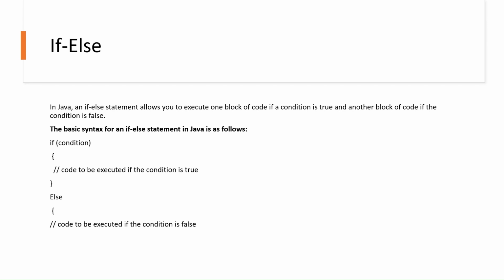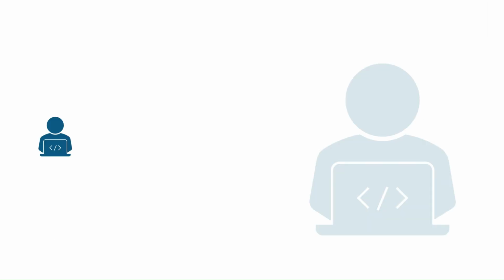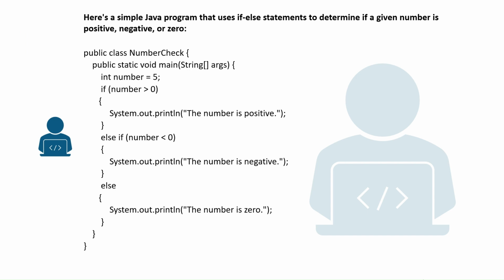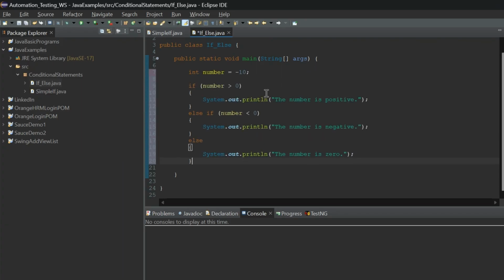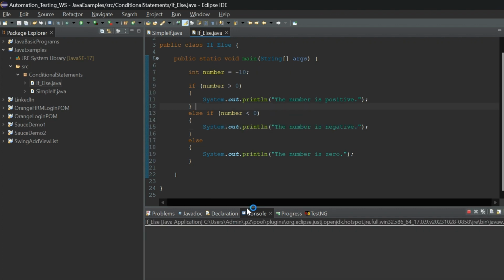will execute else block. Here's a simple Java program that uses if-else statements to determine if a given number is positive, negative, or 0. Now let us run and see the results in IDE. Here the given number is -10, and it should display the number is negative.